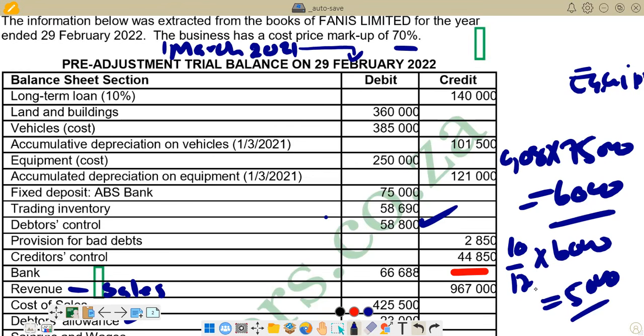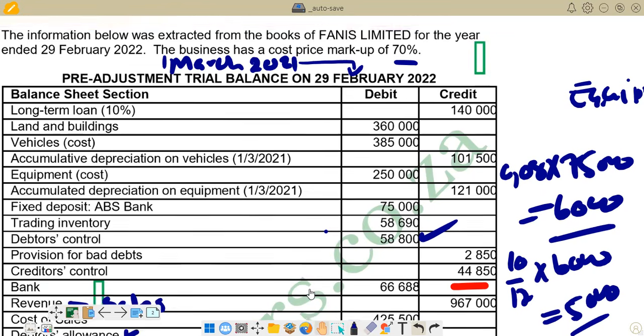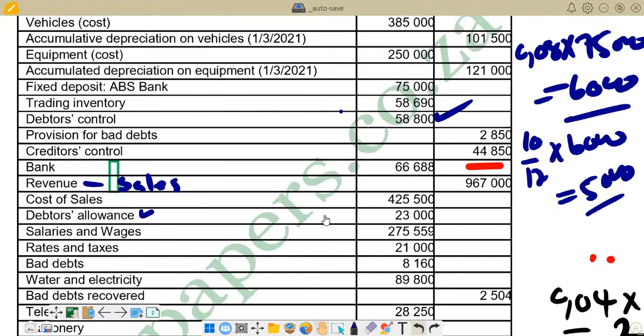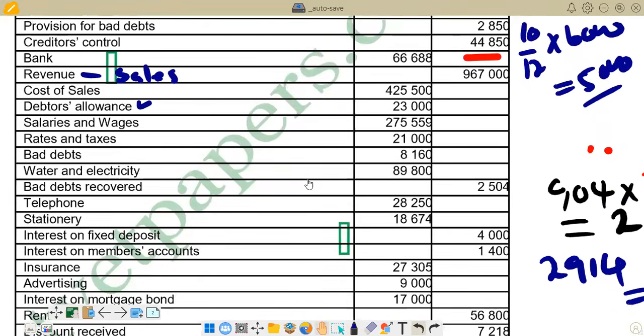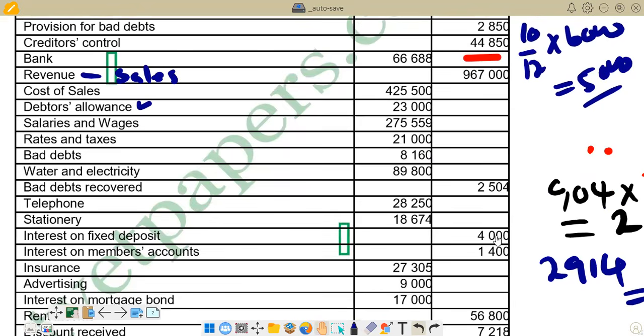But what we are seeing now there is that the amount of interest on fixed deposit that was received there is only 4,000 instead of 5,000. So there is an accrual of 1,000. This is 4,000 instead of 5. So you need to add 1,000 here so that it gets to 5,000, which was supposed to be received. So that one we are going to add 1,000. We go to the answer section.